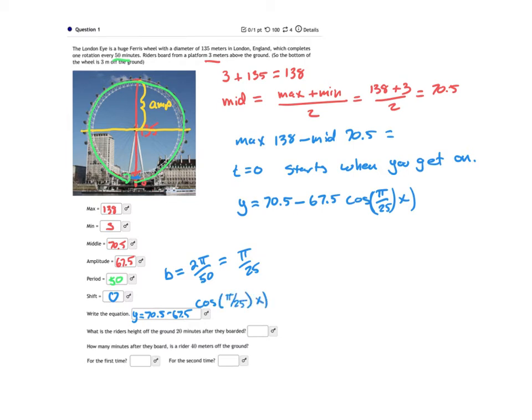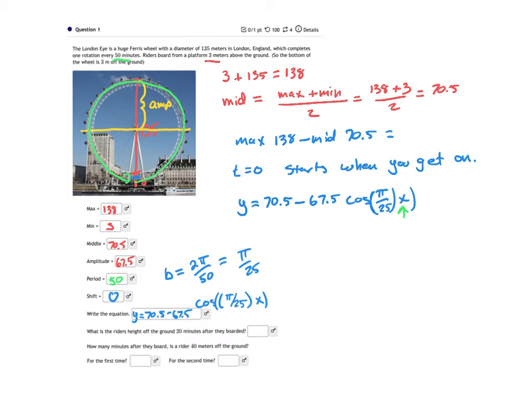Times x. Okay, now the last two questions are going to ask us questions about this. It says, what is the rider's height off the ground 20 minutes after they board? Well, all I need to do is put 20 in place of x and solve.